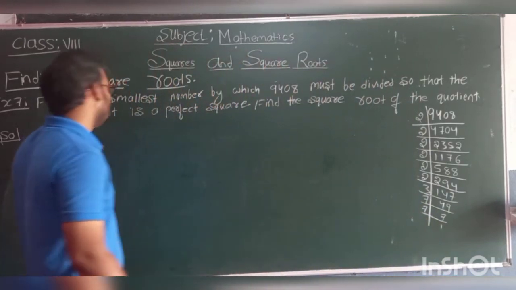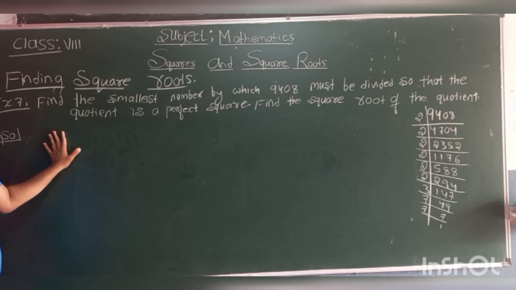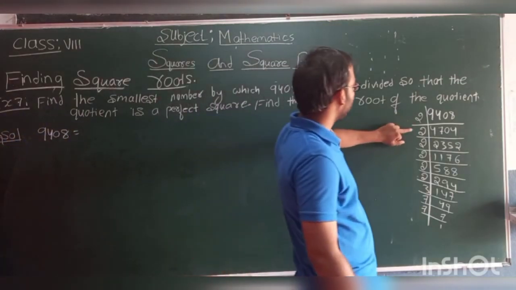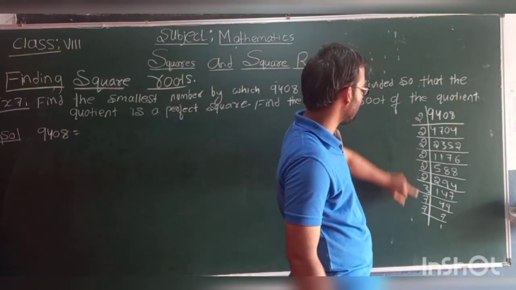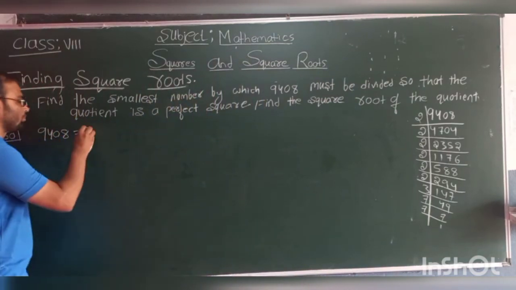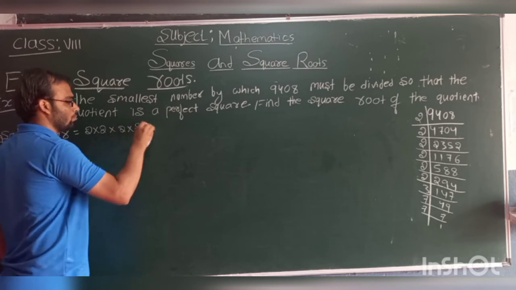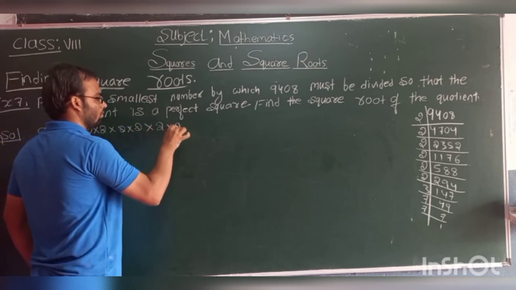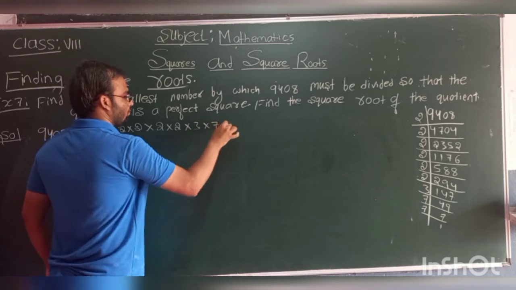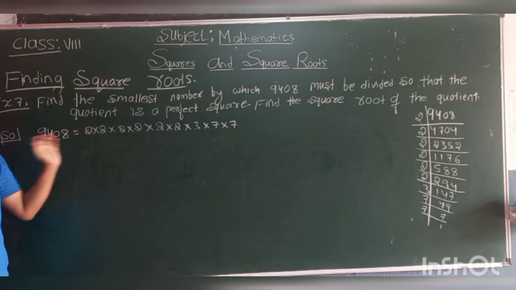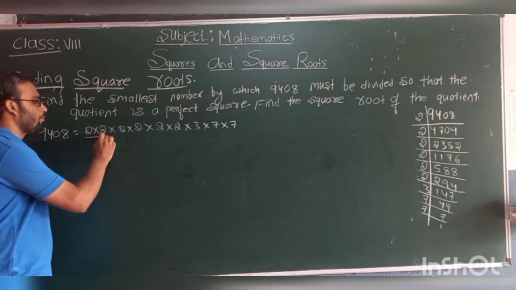So now we will write the factors of 9408. Students, how many times is 2 there? 1, 2, 3, 4, 5, 6. 6 times 2. Now look at this, students. These are the prime factors of 9408. So now we'll start pairing.